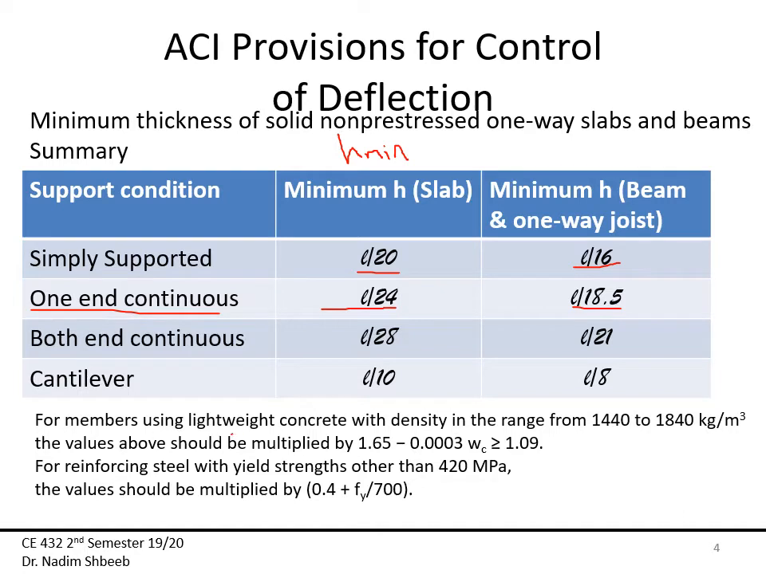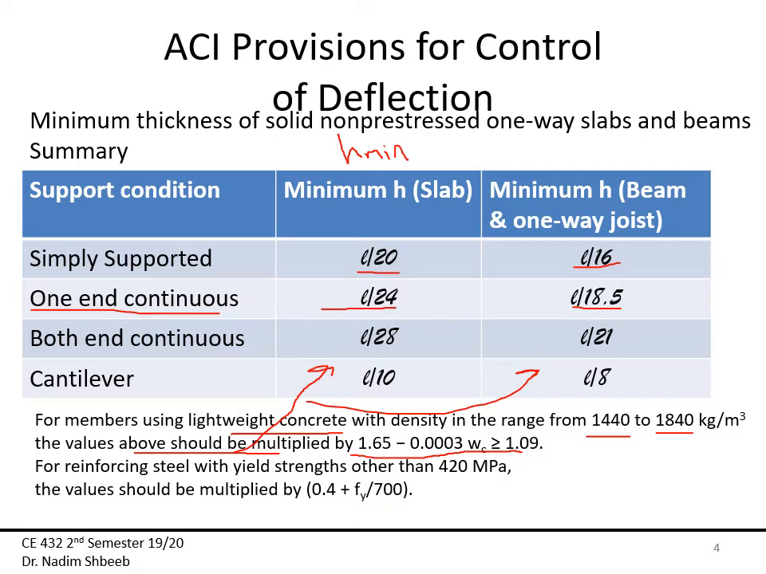So if we have lightweight concrete, and the density is in the range from 1,440 to 1,840 kilograms per cubic meter, then the values, and by values I mean these, of course both, should be multiplied by 1.6 minus 0.03 times the density, and that should be more than or equal to 1.09, which means this is the minimum number that you can do.